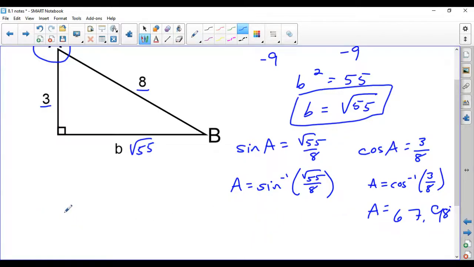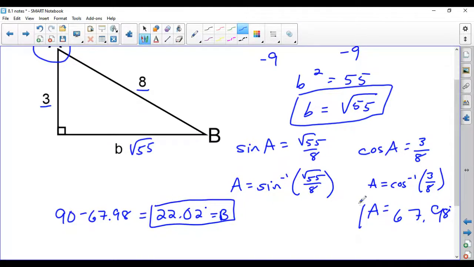Once we have angle A, we can take the complement of that, and we'll get that angle B is 22.02 degrees. So we've solved the triangle because we found every missing side and missing angle.